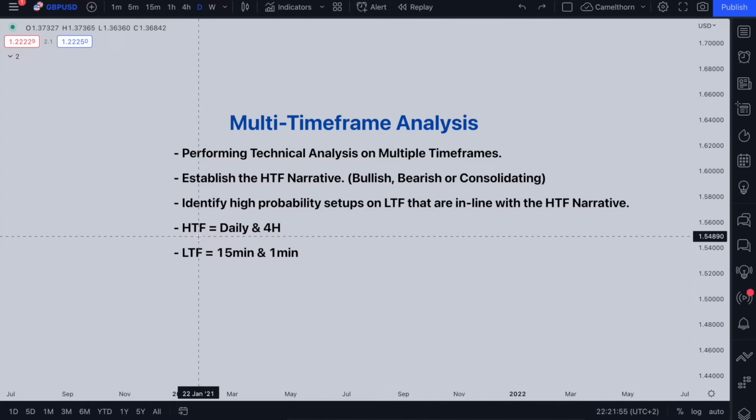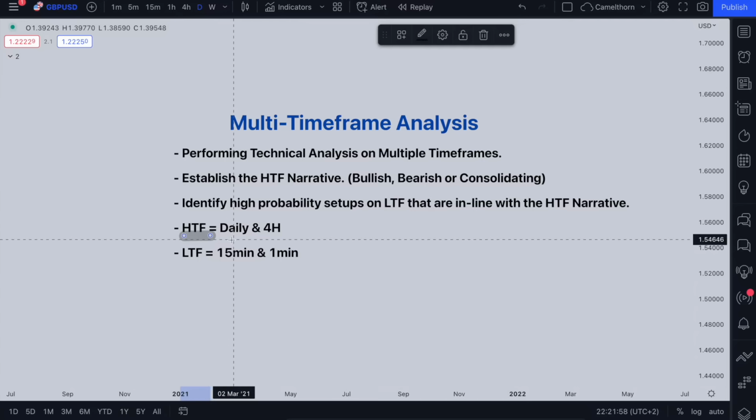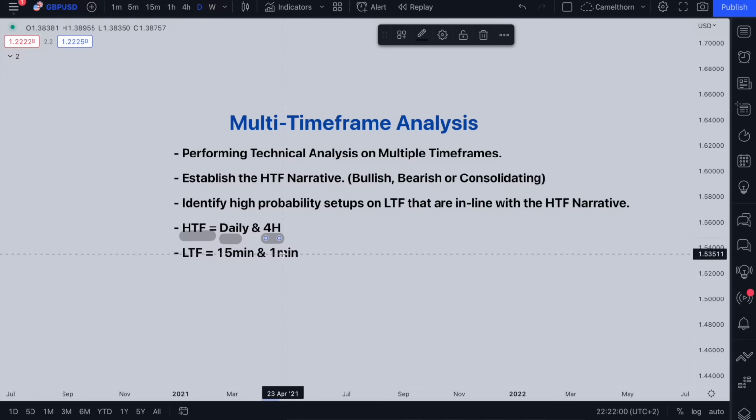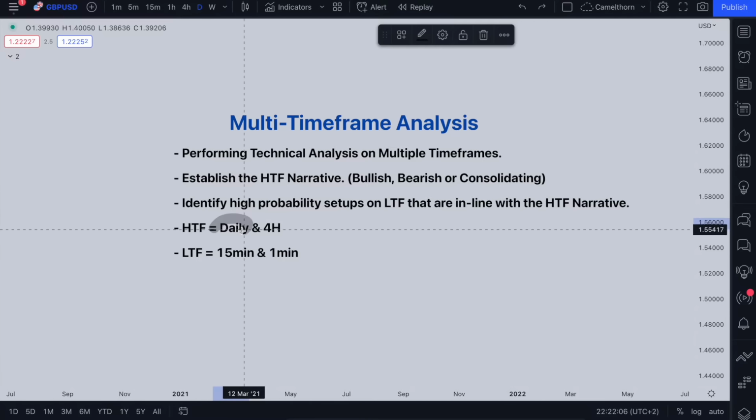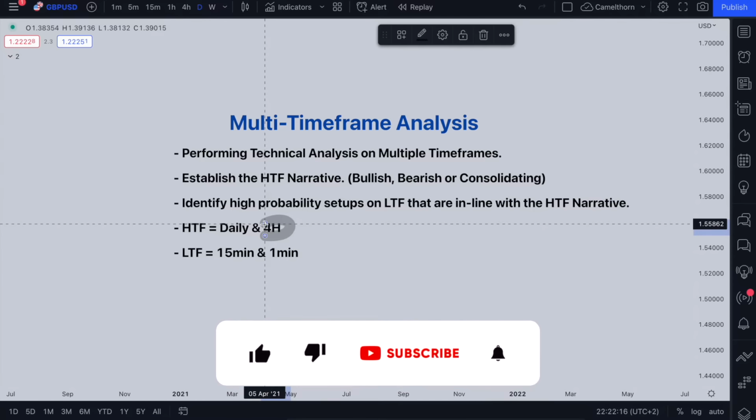Right now, my higher time frames are the daily and the 4 hour. Okay, how I use those two time frames: my daily chart I will only look at when I do my pre-week market forecast. All right, my 4 hour time frame is one that I will look at every single day, especially when performing my end of day markups and at the start of my trading day.